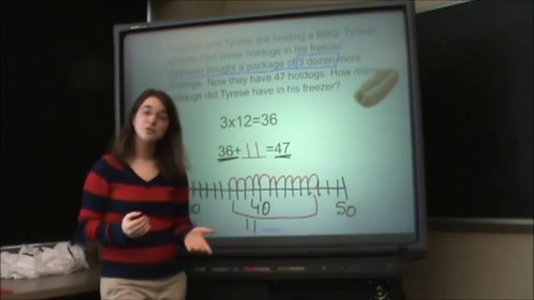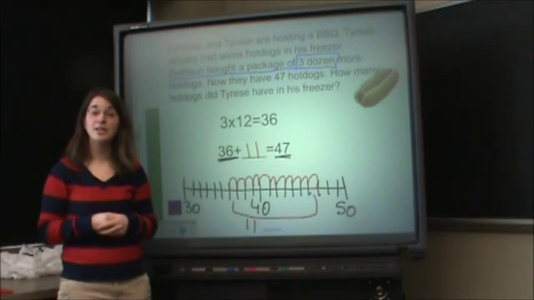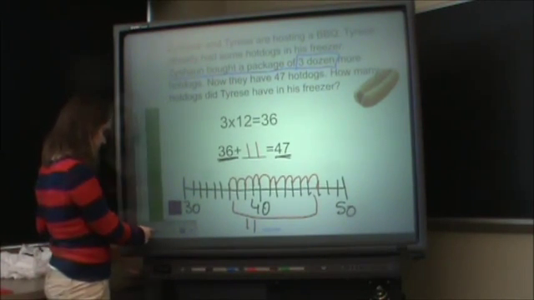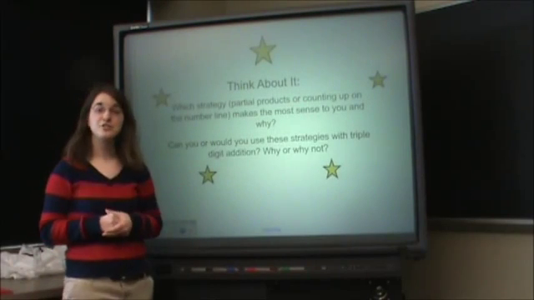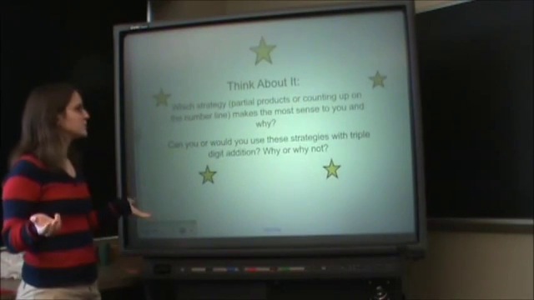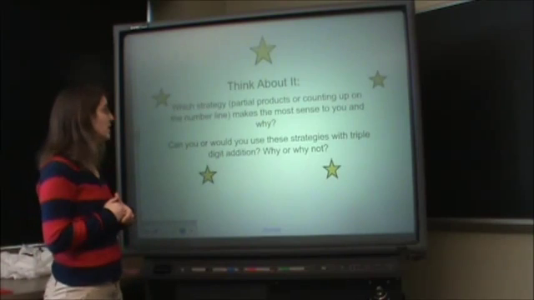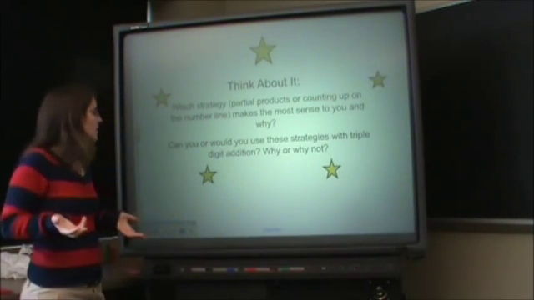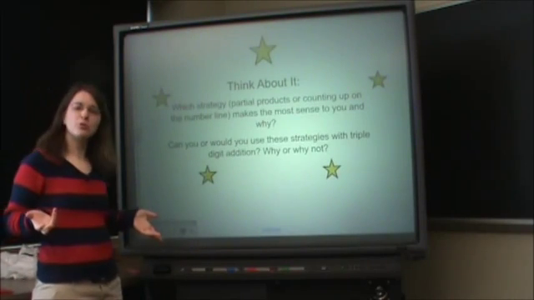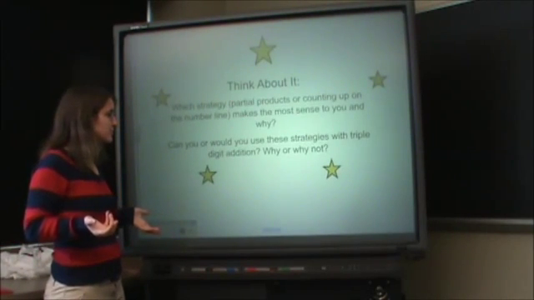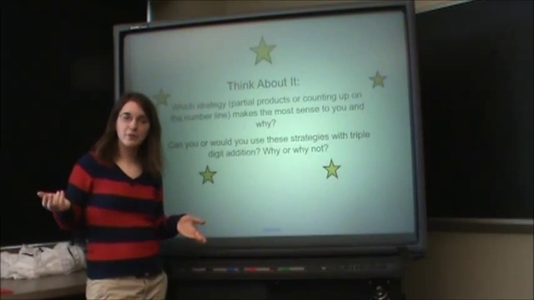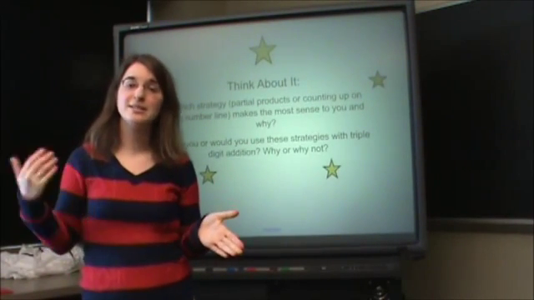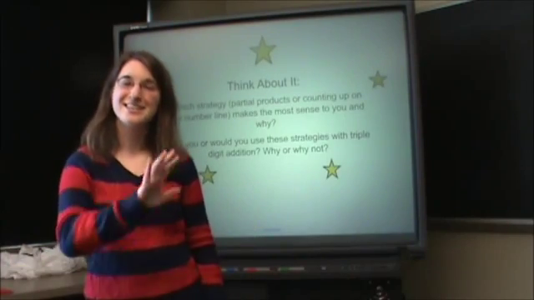This is actually really closely related to what we're going to be doing in our next video, so try and keep this in mind. Here are think about it questions for this lesson. Which strategy, partial products or counting up on the number line, makes the most sense to you, and why? And then, can you or would you use these strategies with triple digit addition? Why or why not? I want you to think about those between now and the time you watch the next video. See you later.